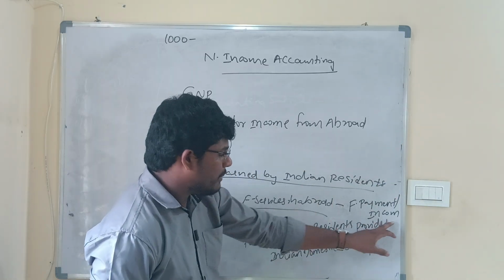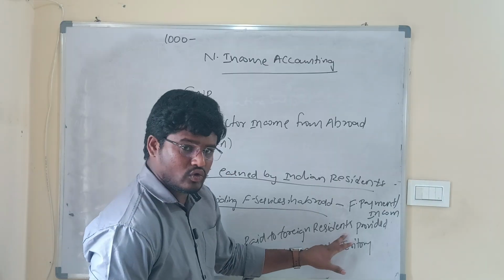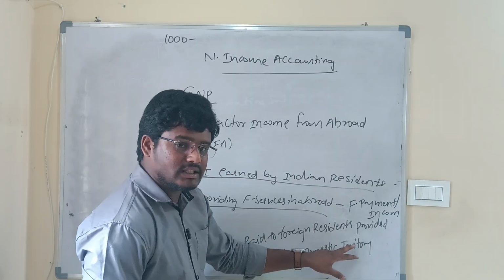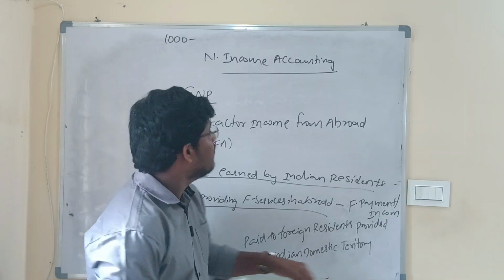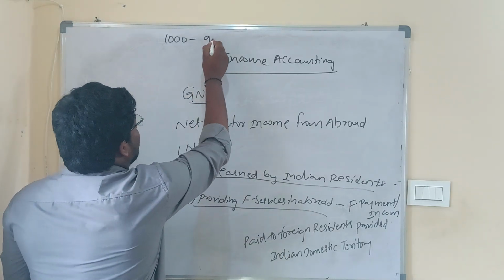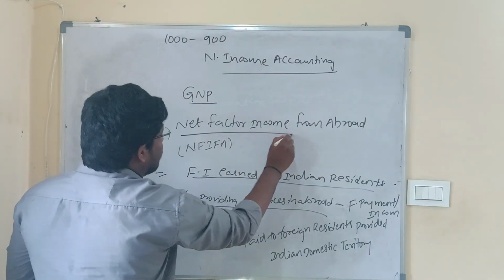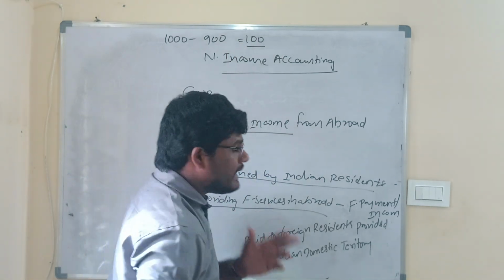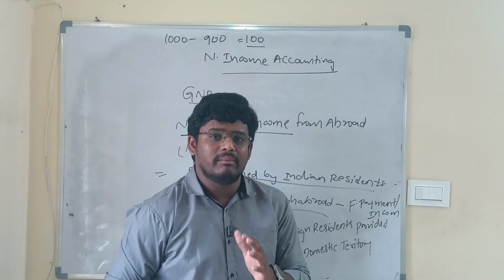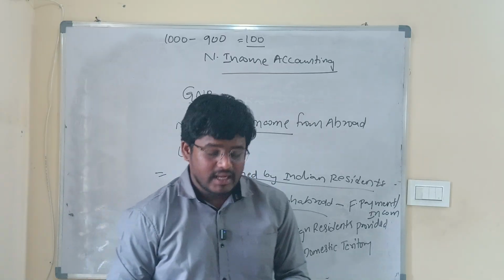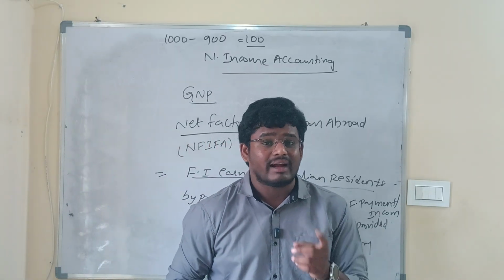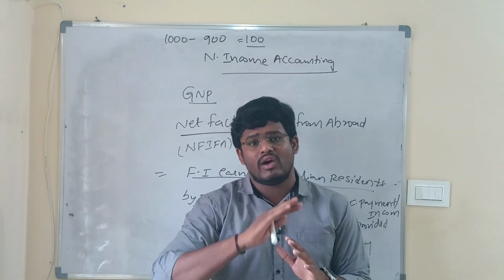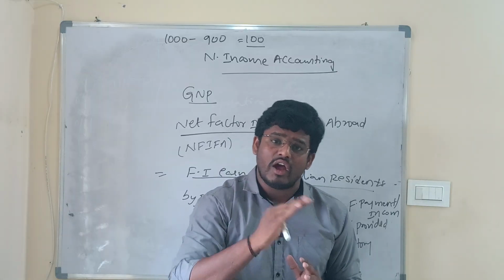Now we have paid certain factor income to a foreign resident, the South Korean engineer, since he has provided services in the Indian domestic territory. Imagine it as 900. Now what is the net factor income from abroad? Then I can write it as 100. So net factor income from abroad simply means the difference between the incomes. When I talk about factor income, it is not just wages and salaries. We have rent, we have interest, we have profits.